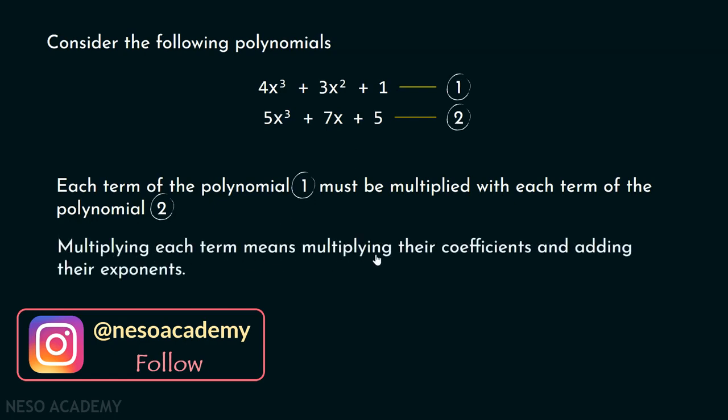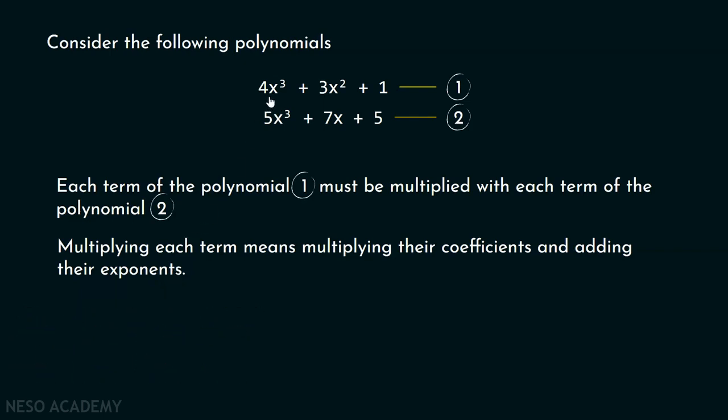Multiplying each term means multiplying their coefficients and adding their exponents. This must be well noted. For example, here you can see that this term must be multiplied with this term. This simply means that their coefficients must be multiplied and their exponents must be added. Similarly, this term must also be multiplied with this term, which simply means that coefficients must be multiplied and the exponents must be added. In this way, we will continue, right?